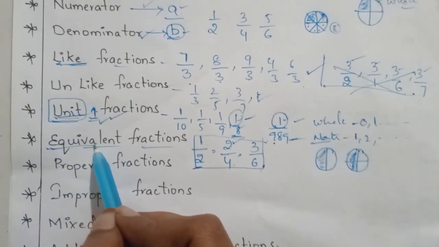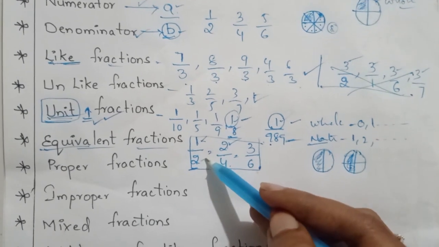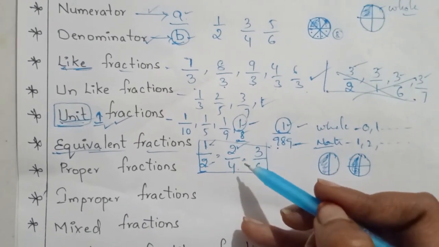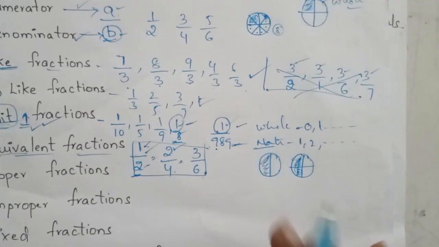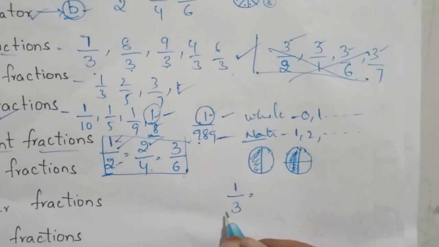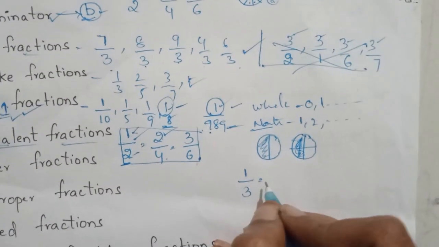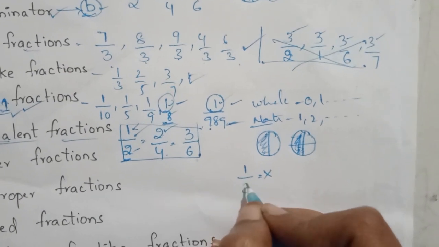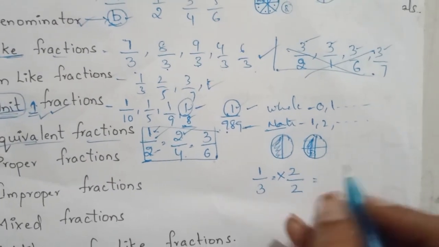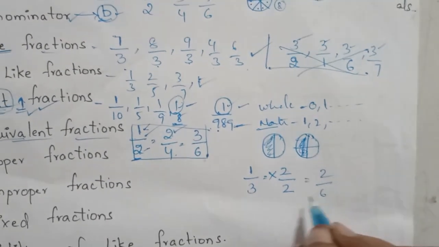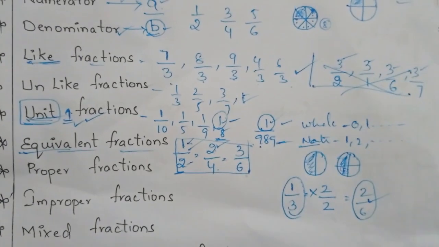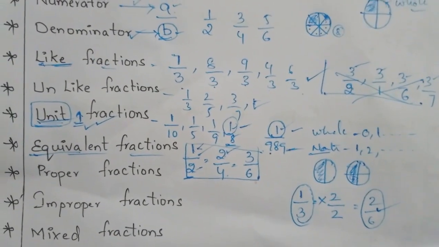Equivalent fractions are fractions where numerators and denominators are different, but they all are equal. How will you get an equivalent fraction? For example, if you have 1 by 3 and want an equivalent fraction for this, you should multiply the given fraction with the same number in the numerator and also in the denominator, such that 1 2s are 2, 3 2s are 6. So 2 by 6 is equal to 1 by 3. In this way, we will find equivalent fractions.